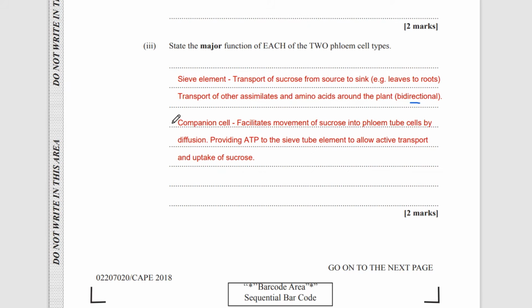So the companion cell facilitates the movement of sucrose into the phloem tube cells by diffusion. So basically you could think of it like loading the sucrose in and out, providing ATP to the sieve tube element to allow active transport and uptake of sucrose. So the companion cell is basically like the engine of the whole phloem. Think of it like that. Without the companion cells, you wouldn't have any translocation or any movement of these assimilates occurring.